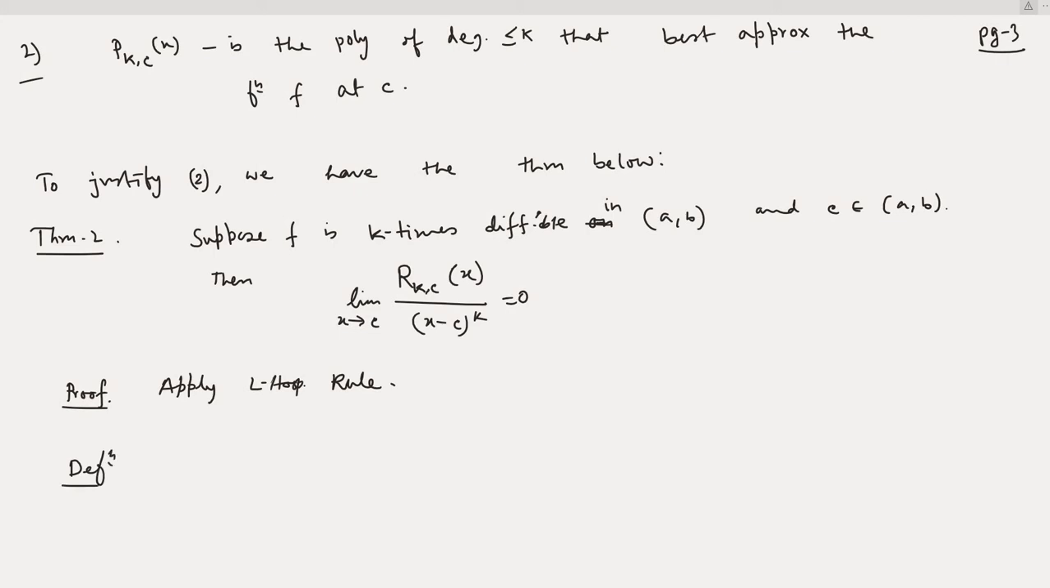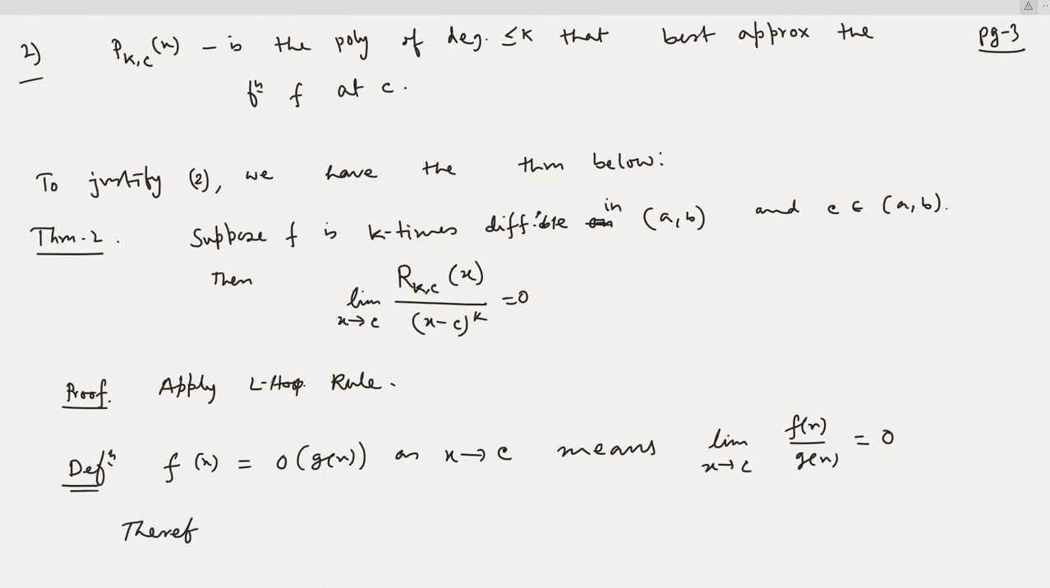Definition. So f of x equal to little-o of g of x as x tends to c means the limit as x tends to c of f of x over g of x is equal to 0. Therefore, in the light of this definition, R_{k,c} at x is equal to little-o of (x minus c) to the power k, as x tends to c.